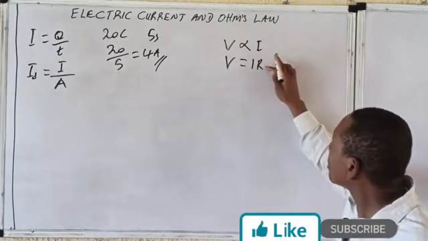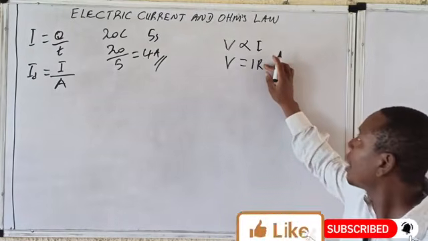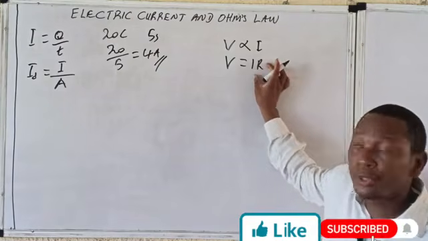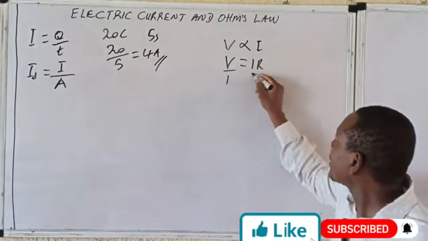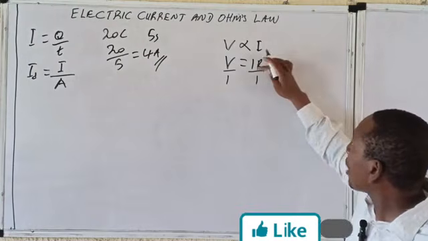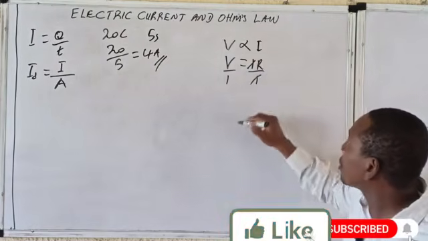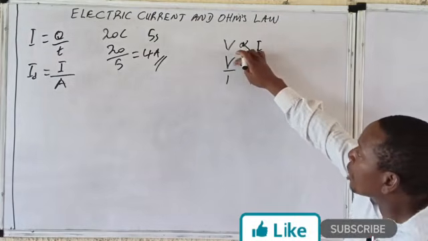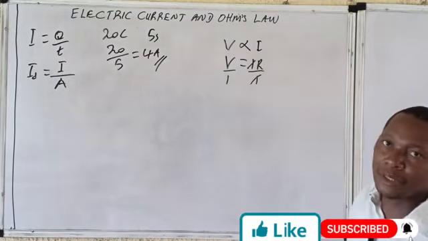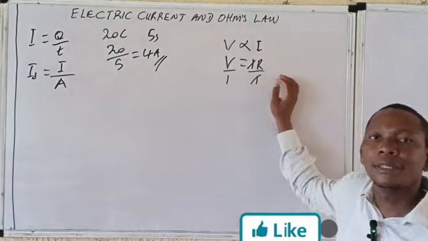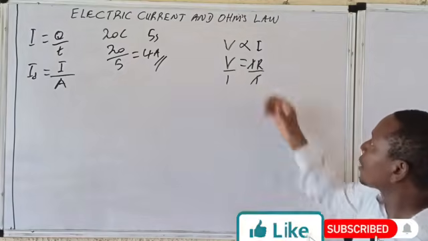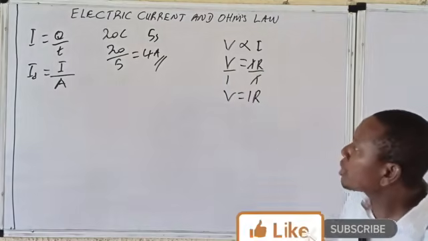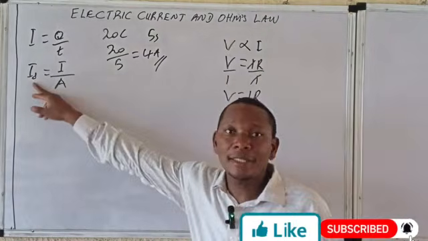Now, this R is resistance. And if you want to make R the subject of formula, to stay on its own, you have to divide both sides by I so that I will leave this side. You now notice that R is actually the ratio of the potential difference to the current, and it is a constant. Please take note of that. So note this formula, V is equal to I R.